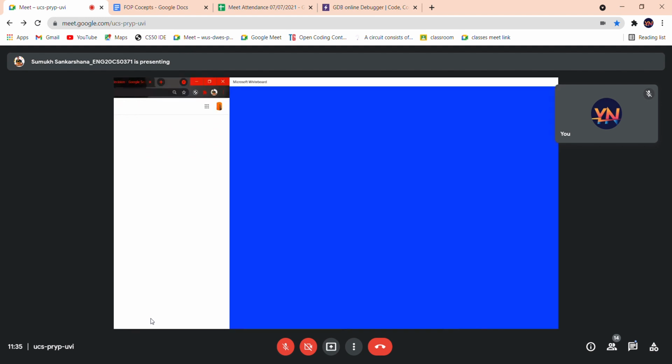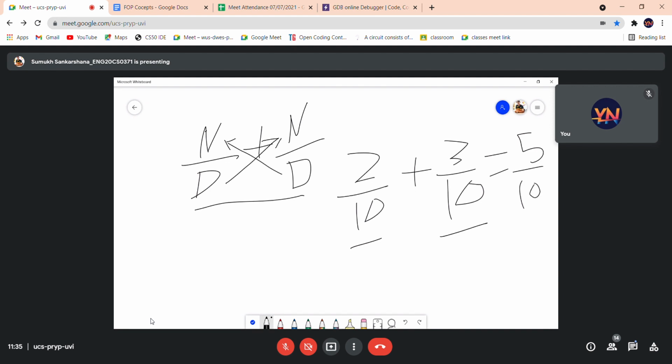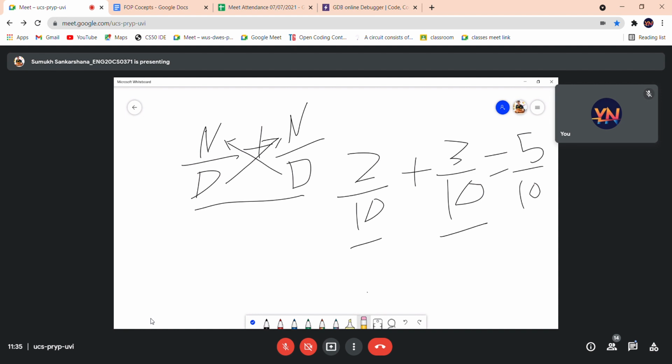Here our fractions are 2 by 10 plus 3 by 10. Since the denominators are the same, whenever we are doing maths, we will do it directly and write it as 5 by 10. But the computer does not do that; we didn't teach computers maths. We have to give instructions. The common instruction will be this.